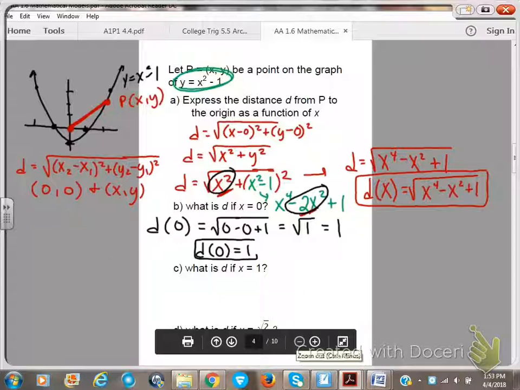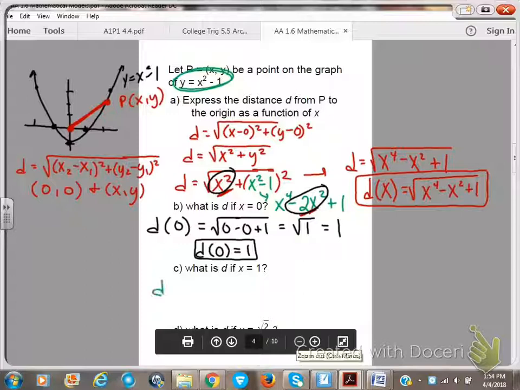Now, Gracie, if I asked you to write that as an ordered pair, how would you write it? If it's in the parentheses, that's your x value. 1, 0. It should be 0, comma 1. I thought that was x. Whatever's inside is your x value, and an ordered pair is always x, comma y. Oh, I see now. 0, comma 1. Okay. All right, now on part C, what is d if x equals 1?